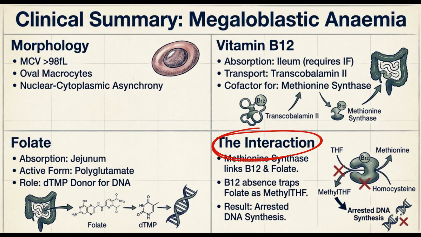And finally, the interaction, the big one. Methionine synthase is the enzyme that links the two. And when B12 is missing, it creates the folate trap, which leads directly to arrested DNA synthesis.